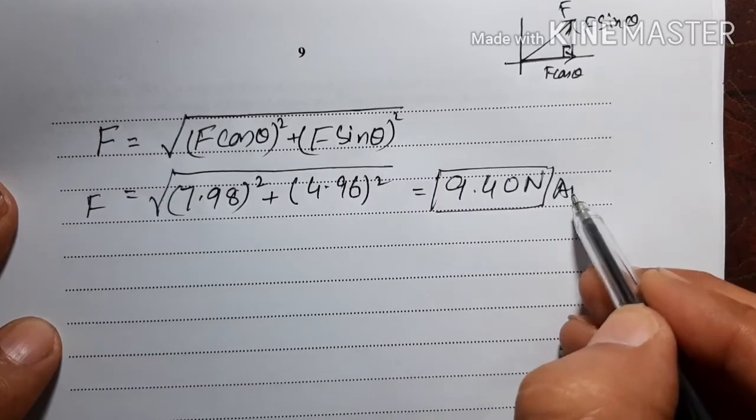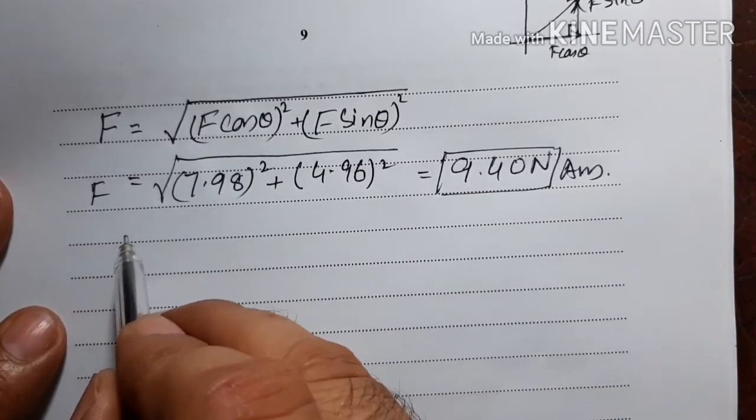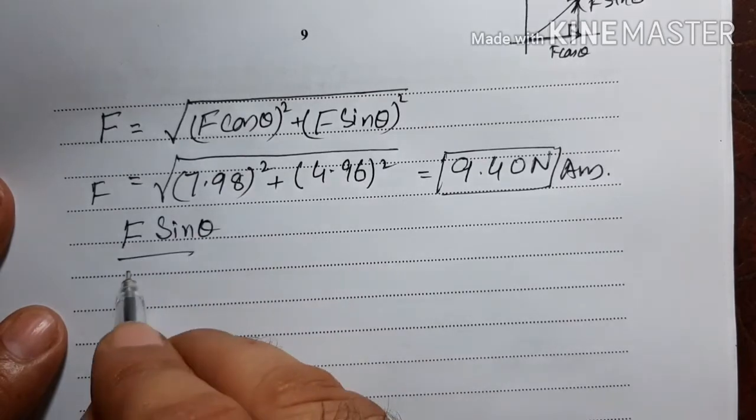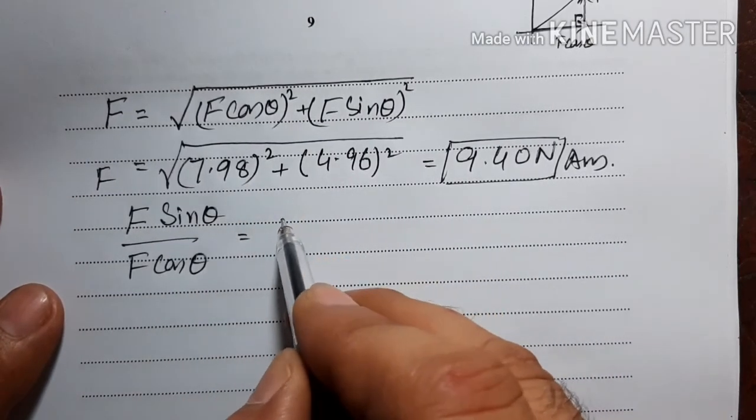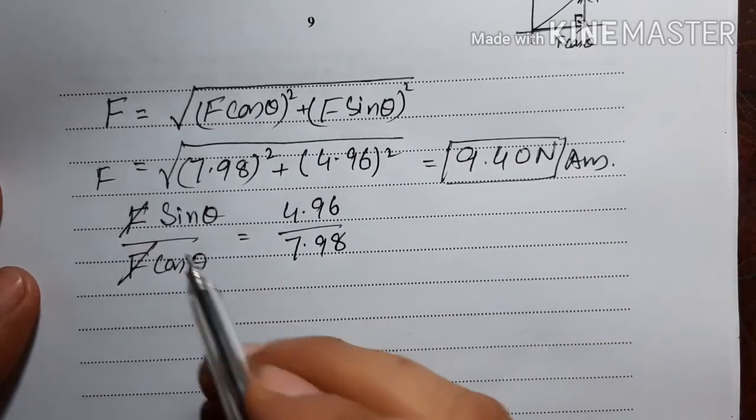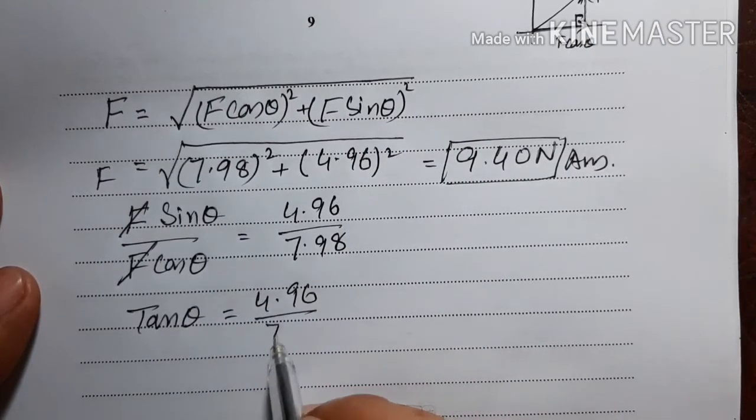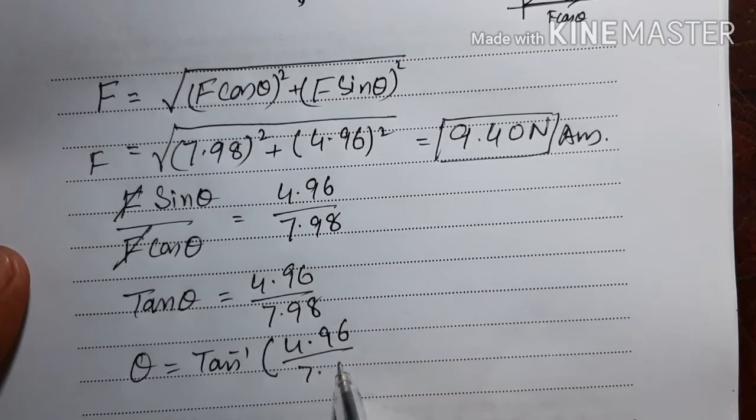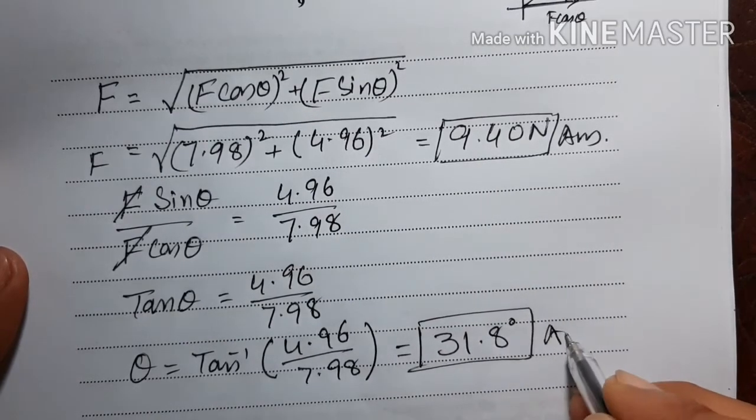This is the first answer. I need to find the angle as well. So for the angle, I will use F sin theta over F cos theta equals, the value of F sin theta is 4.96, value of F cos theta is 7.98. So this will be cancelled with this. Sine over cos means tan theta is equal to 4.96 over 7.98, or it can be written as theta is equal to tan inverse of 4.96 over 7.98, which will give me 31.8 degrees. This is my second answer.